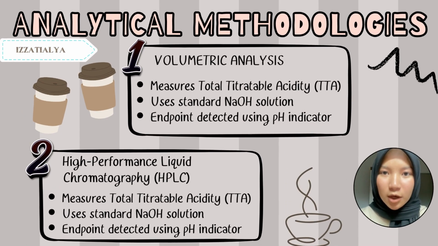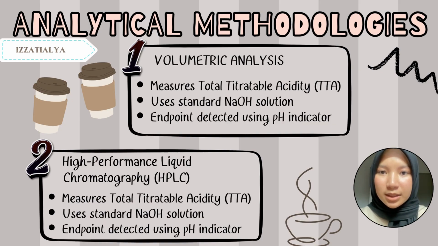To analyze coffee compounds, analytical chemists commonly use two methods. The first is volumetric analysis, also known as acid-base titration. This method measures the total titratable acidity in coffee by neutralizing the acid with a standard sodium hydroxide solution until the endpoint is reached using a pH indicator.